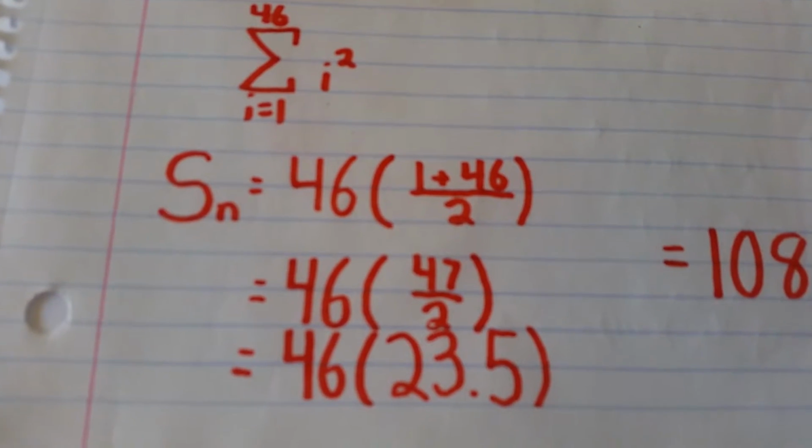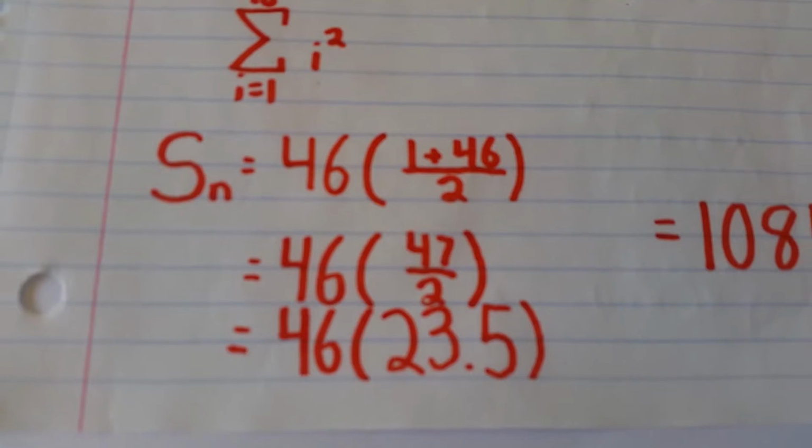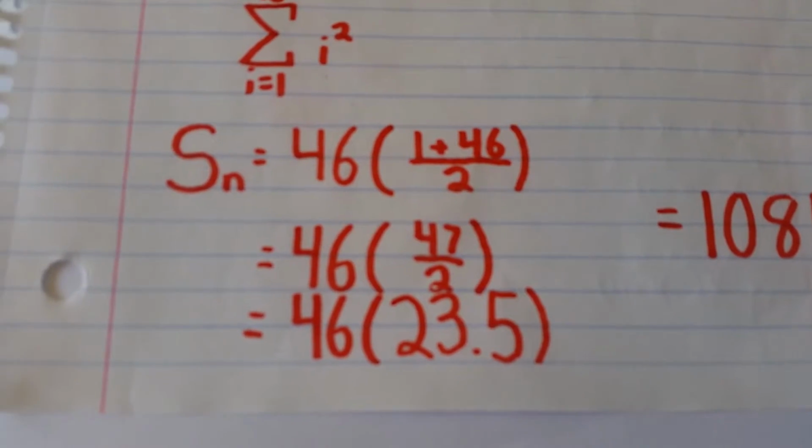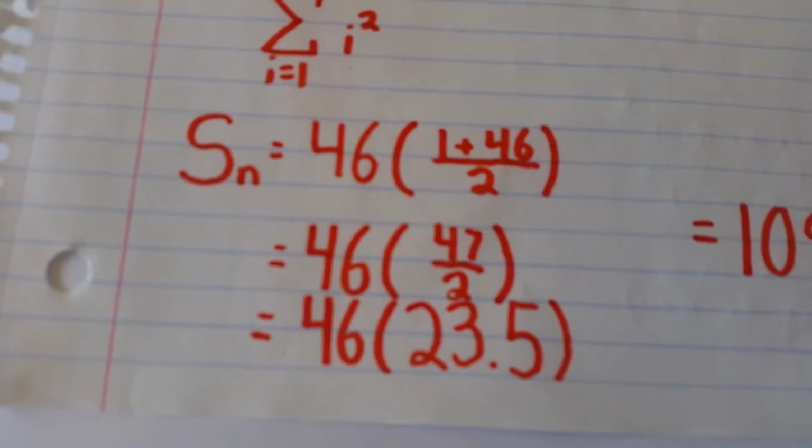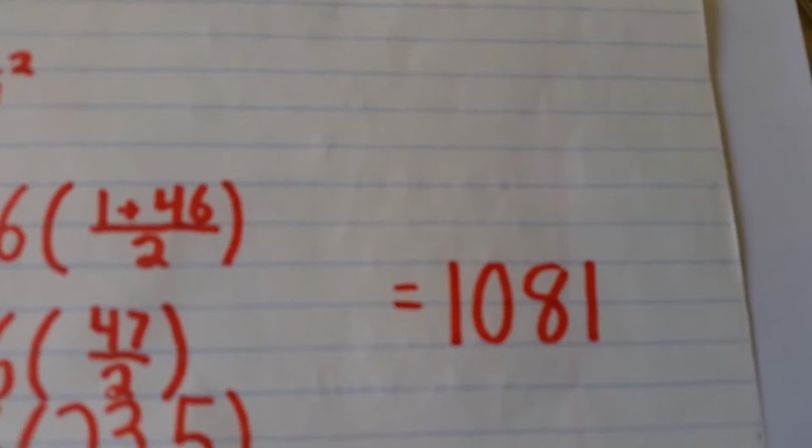Equals 46 times 47 over 2 equals 46 times 23.5. After you multiply that, you get 1081, and that was your answer to the summation notation up here.